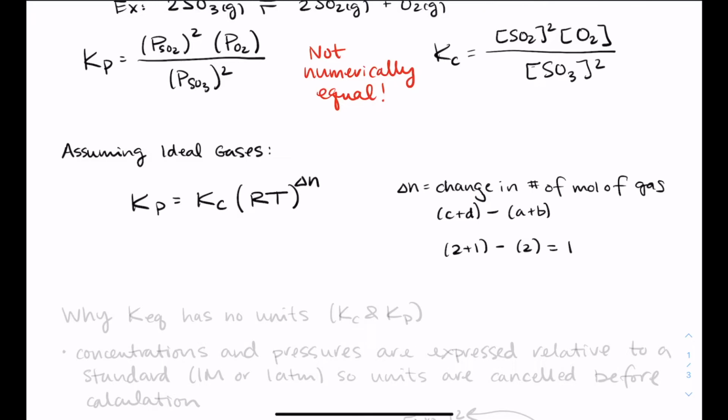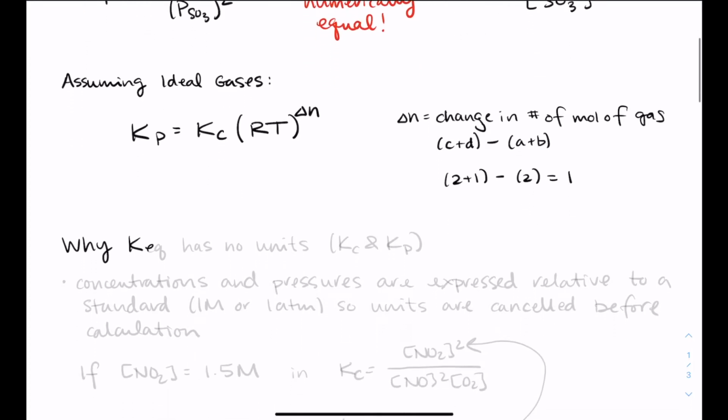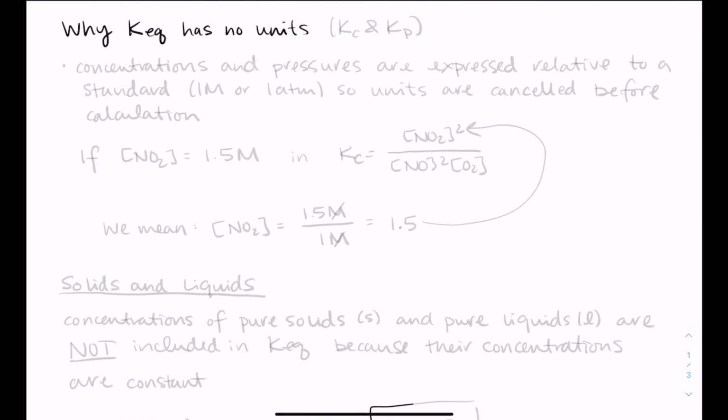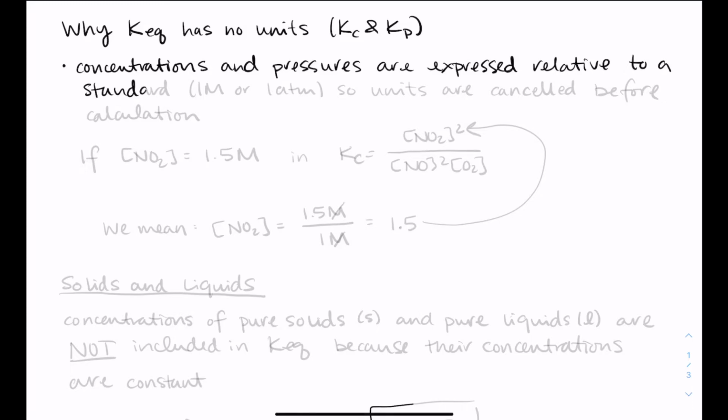Okay. Now, we have been putting things now with different units into our KEQ expression, but we haven't given a unit to KEQ, and it doesn't have any. So we should talk about why KEQ has no units. This applies to Kc and Kp. So the concentrations and the pressures that go into this expression, they're expressed relative to a standard. So a 1 molar standard or a 1 atmosphere standard. And that means that the units are canceled out before we even do the calculation.